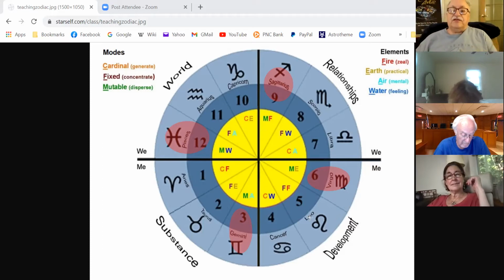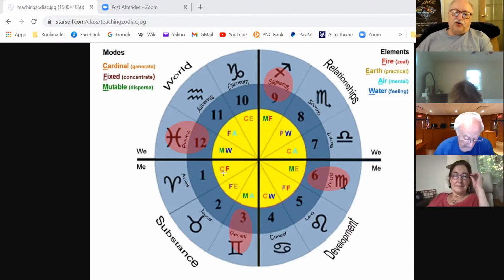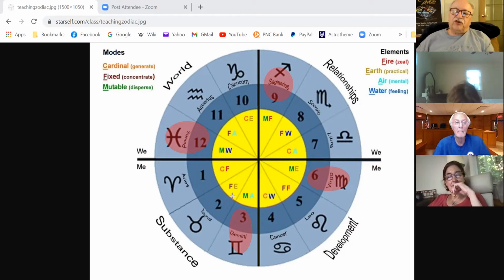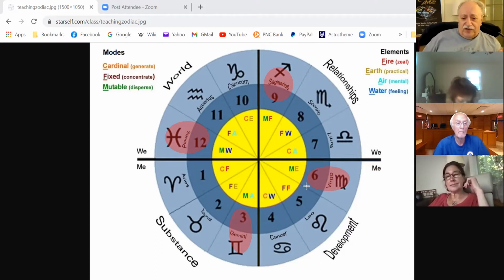So again, we see the cross, but this is the mutable cross. You have the cardinal cross with Aries. You got the fixed cross with Taurus. You got the mutable cross with Gemini, and then Virgo. And Virgo is an earth sign. So Virgo is a mutable earth sign. So that means they like to give out things. They like to help you with stuff.